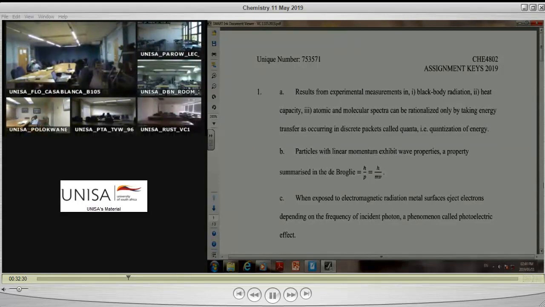So, you occupy each orbital with at most 2 electrons with opposite spin.